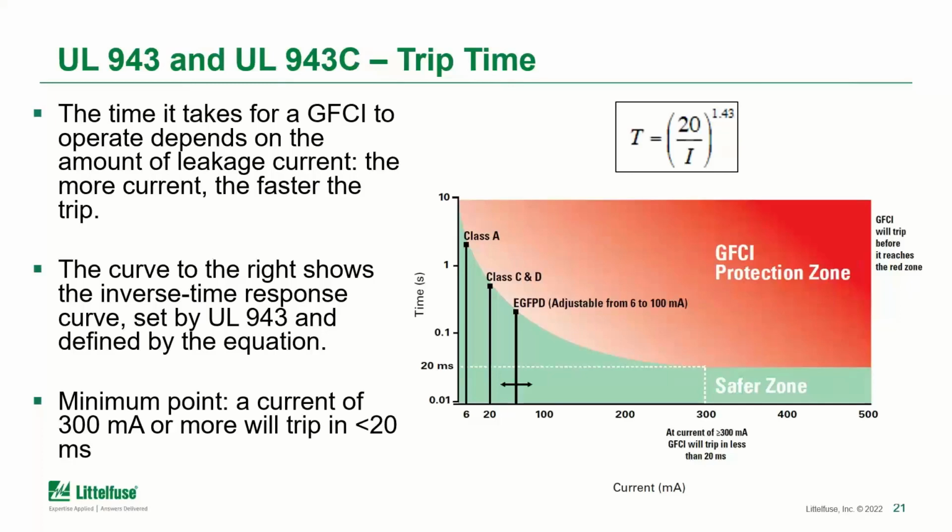The EGFPD stands for Equipment Ground Fault Protection Device, and we'll talk a little bit about that at the end of the presentation. It's essentially a device that has to follow similar trip settings, or we'll say similar trip curve requirements, but has an adjustable setting. But because it's adjustable, it cannot be called a GFCI. So there are some specific applications in the code where that device is used, and we'll talk about those.